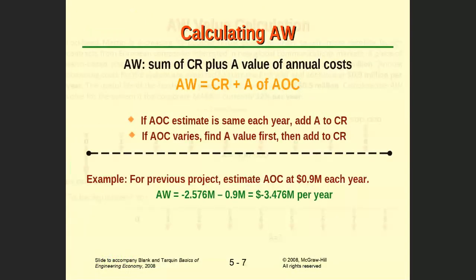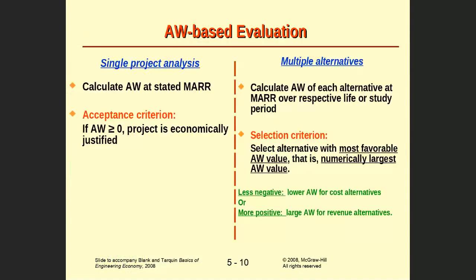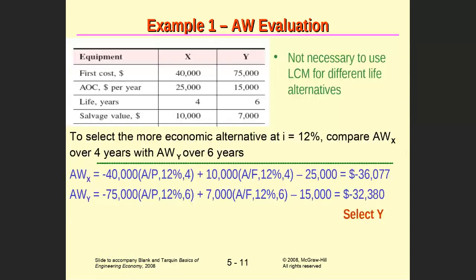For the comparison between alternatives, we don't use LCM as we said; we use a study period, or we use the given number of years for each alternative. For example, we have alternatives here, X and Y. We have 4 years for X and 6 for Y. To calculate the annual worth for each alternative, you use 4 years for X and 6 years for Y.